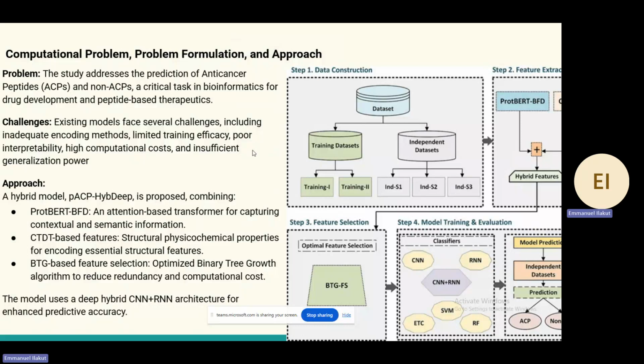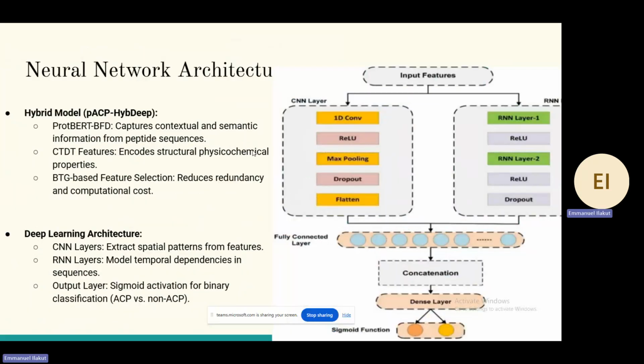Here we have the architecture, the neural network that was used. We have the convolution networks on this end, and then we have the recurrent networks. The input that is taken here comes down, and each of these produces its own different output, but we concatenate all of this. And then from this dense layer, we generate a sigmoid function that will give us a single prediction.